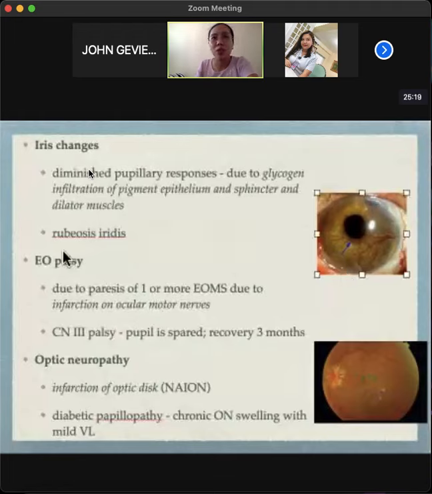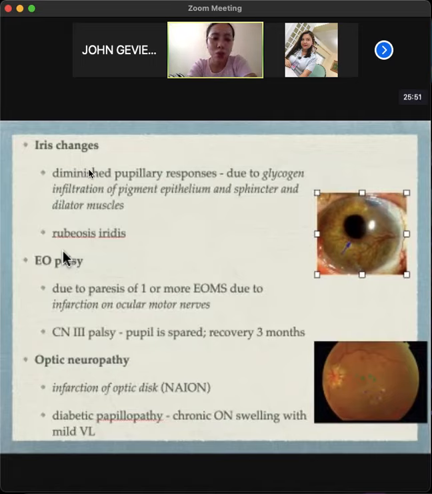Palsy. Sometimes a patient would come to you with sudden diplopia or sudden double vision, and you would check the ocular motility. There would be limitations in the eye movement, particularly in the muscles supplied by your cranial nerve 3. So usually you would investigate if the patient is diabetic or hypertensive.